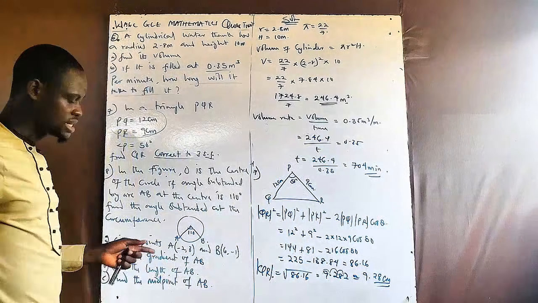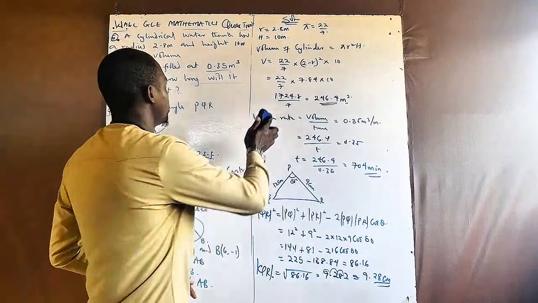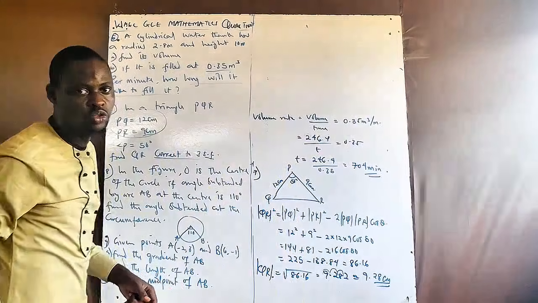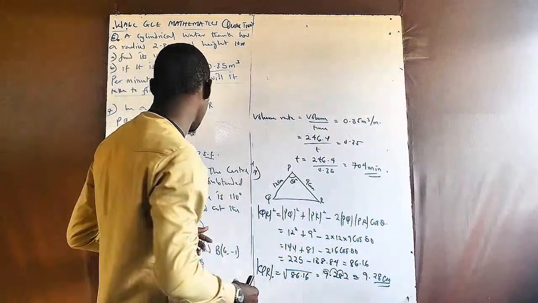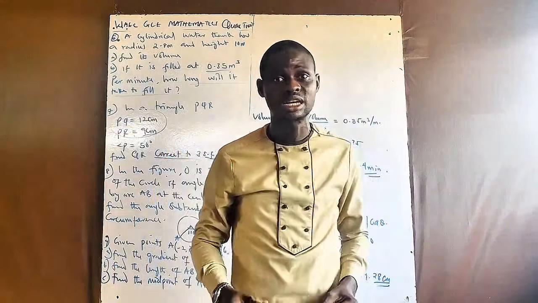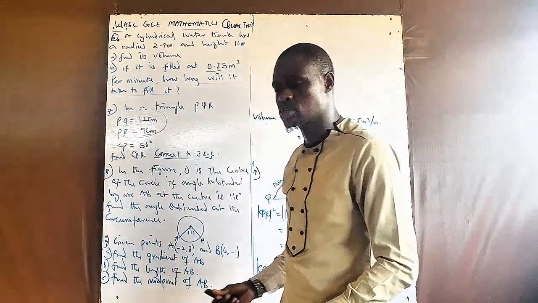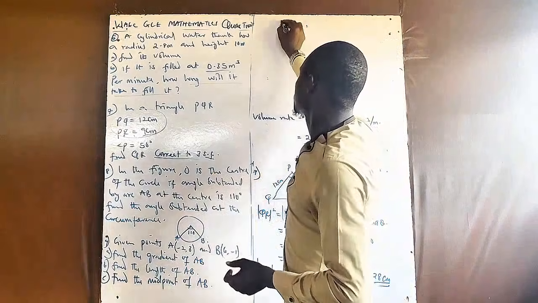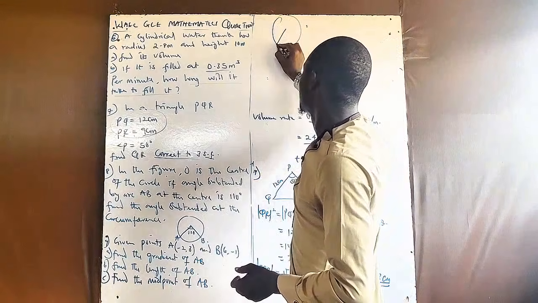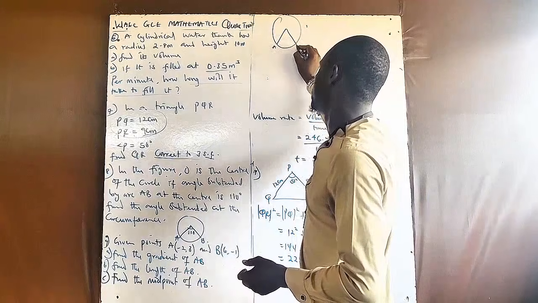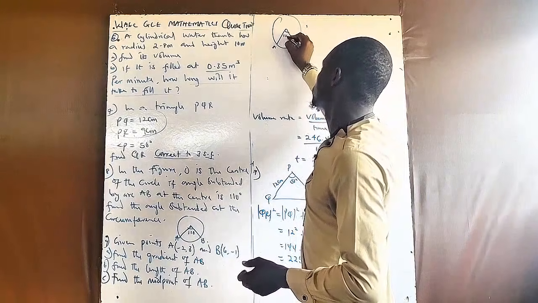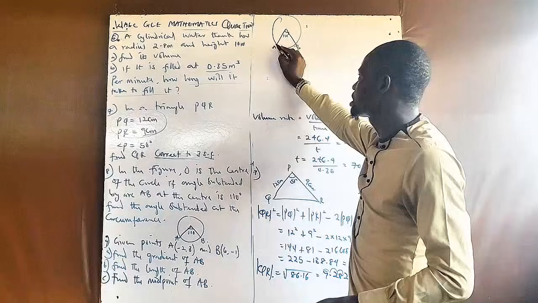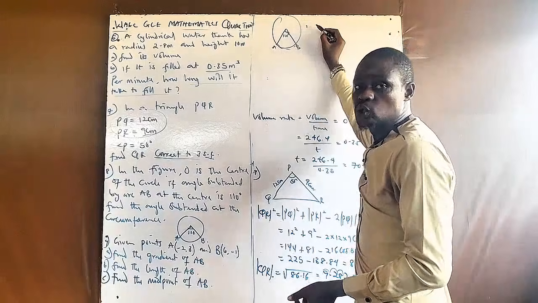Now, the next question is all about circle geometry. Circle geometry is a topic in mathematics solved using theorems. Here in the figure, this is the center of the circle. They gave us the arc AB, and the angle subtended is 110 degree. That is the angle subtended by this arc AB at the middle.